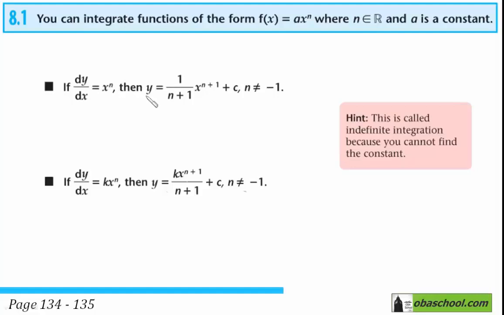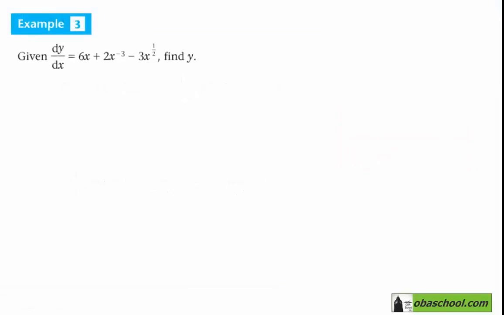that we studied previously. When we have dy by dx equal x to the power n, then y equals 1 over n plus 1 multiplied by x to the power n plus 1, plus a constant. And when we have dy by dx equal k multiplied by x to the power n, then y is k over n plus 1 multiplied by x to the power n plus 1, plus c. We have to take into consideration always that n does not equal minus 1, and as long as we have a constant, this is called indefinite integration. So let's move now to example 3.